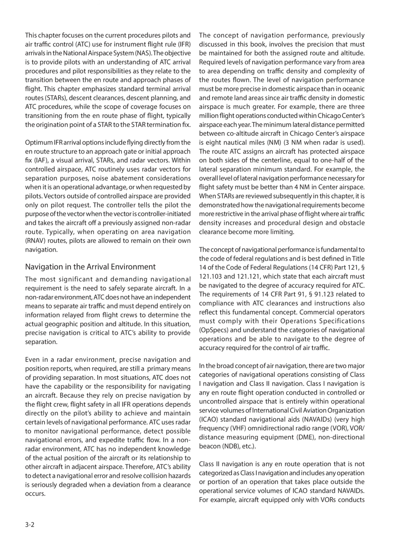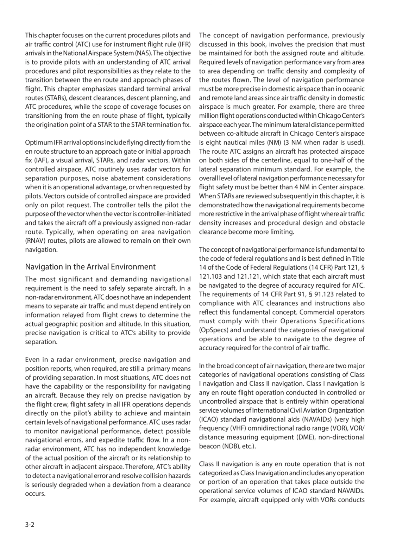Class 1 navigation is any en-route flight operation conducted in controlled or uncontrolled airspace that is entirely within operational service volumes of International Civil Aviation Organization, ICAO, standard navigational aids, nav aids, very high frequency VHF, omnidirectional radio range, VOR, VOR/distance measuring equipment, DME, non-directional beacon, NDB, etc. Class 2 navigation is any on-route operation that is not categorized as Class 1 navigation, and includes any operation or portion of an operation that takes place outside the operational service volumes of ICAO standard nav aids.